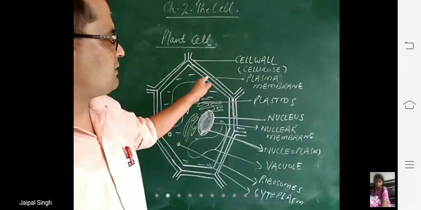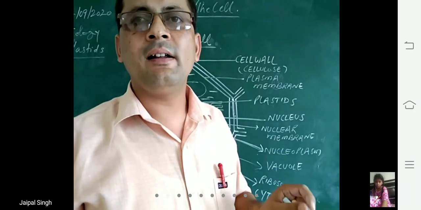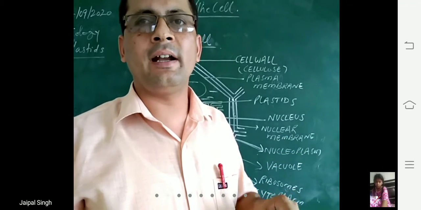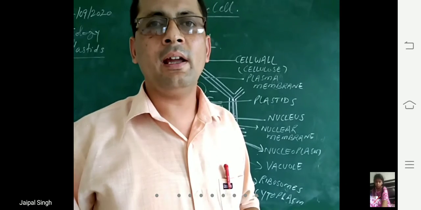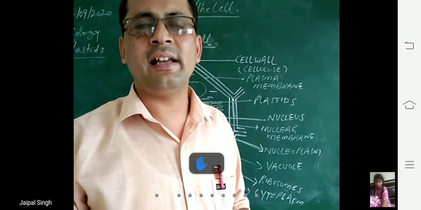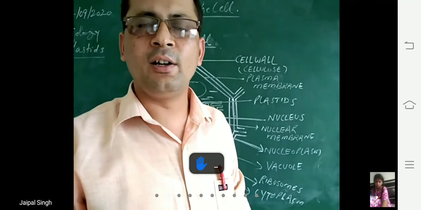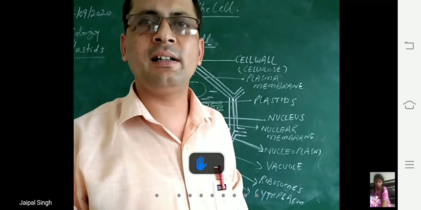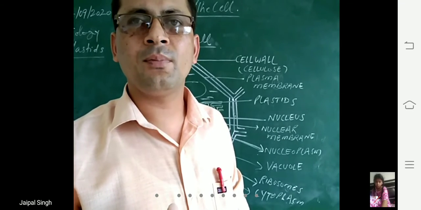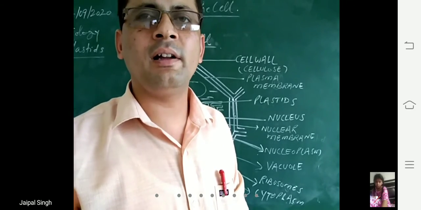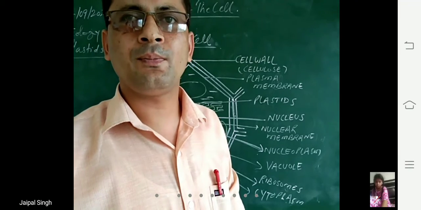Okay, cell wall, beta. It is the outer, hard layer. It is the outer layer which is present in the plant cell. This cell wall is absent in the animal cell. Due to the presence of the cell wall, the plant cell is tough. The plant cell is hard. This cell wall is made up of a substance known as cellulose.